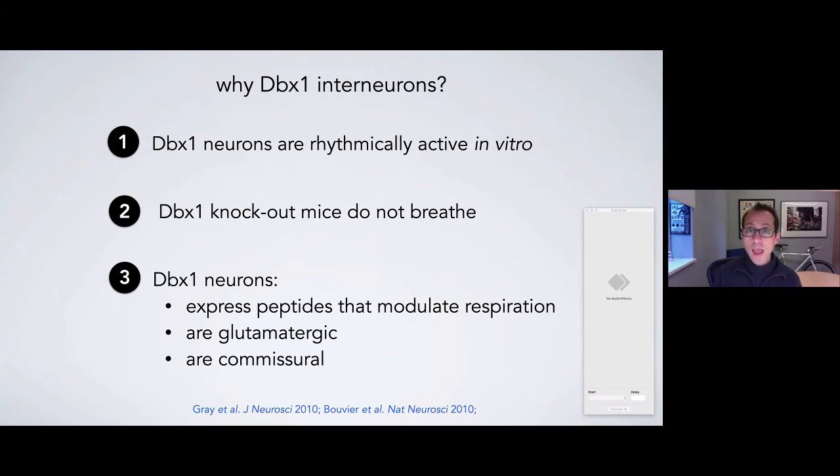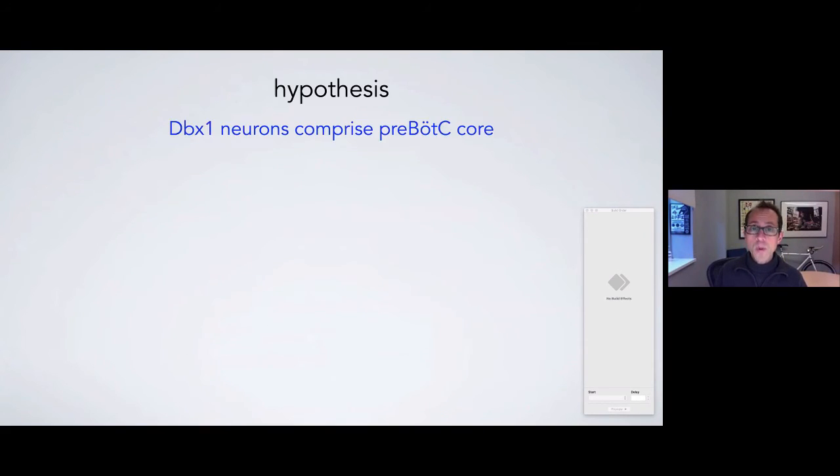And they are commissural, that is, they cross the midline, connecting the pre-Bötzinger complex on both sides of the brainstem. Again, that's necessary because breathing, unlike, for example, locomotion, is bilaterally synchronous. So DBX1 neurons have all the properties that seem to be necessary for respiratory rhythm generation. So we proposed the DBX1 core hypothesis: that DBX1 neurons comprise the pre-Bötzinger core.